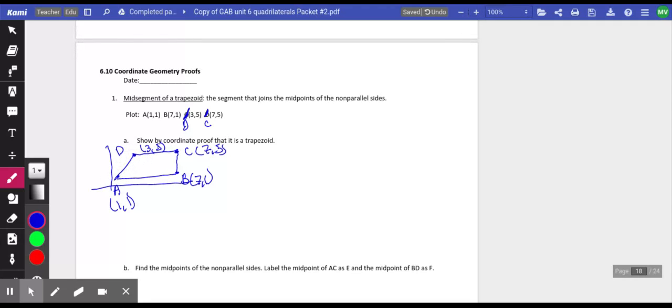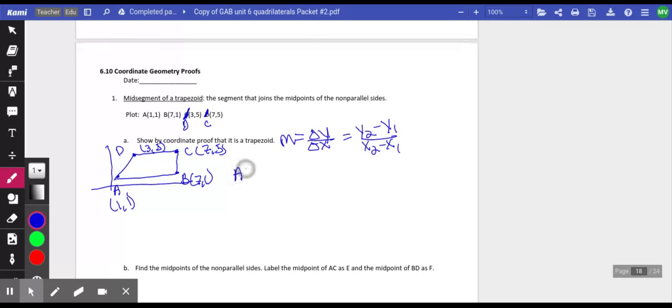And I want to show that the mid-segment is the segment that joins the midpoints of the non-parallel sides. First, show by coordinate proof that it is a trapezoid. To show that it's a trapezoid, I really only need one pair of parallel sides. So you can see from my little sketch here that AB should be parallel to CD. So I'm going to use the slope, which is change in y over change in x, or y2 minus y1 over x2 minus x1. Whenever you're doing a coordinate proof, you should write the formula out.